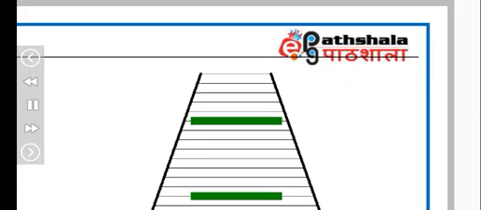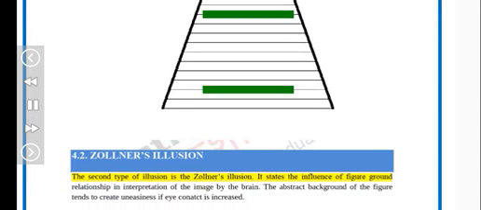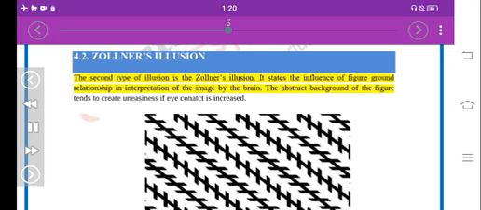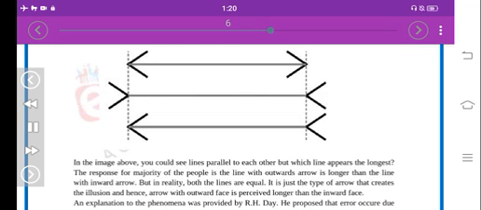4.2 Zollner's illusion. The second type of illusion is the Zollner's illusion. It states the influence of figure-ground relationship in interpretation of the image by the brain. The abstract background of the figure tends to create uneasiness.